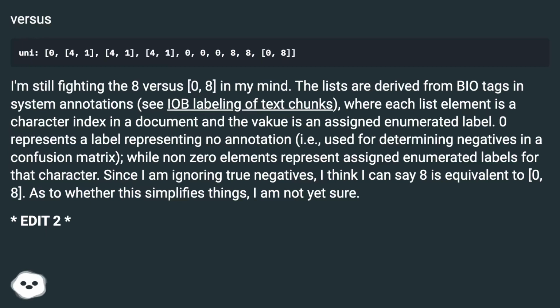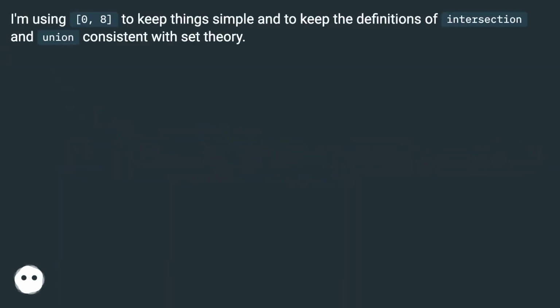Since I am ignoring true negatives, I think I can say 8 is equivalent to 0, 8. As to whether this simplifies things, I am not yet sure. Edit 2. I'm using 0, 8, to keep things simple and to keep the definitions of intersection and union consistent with set theory.